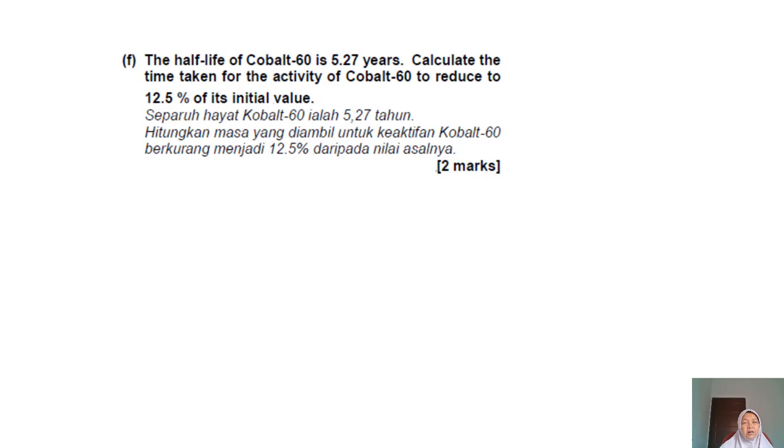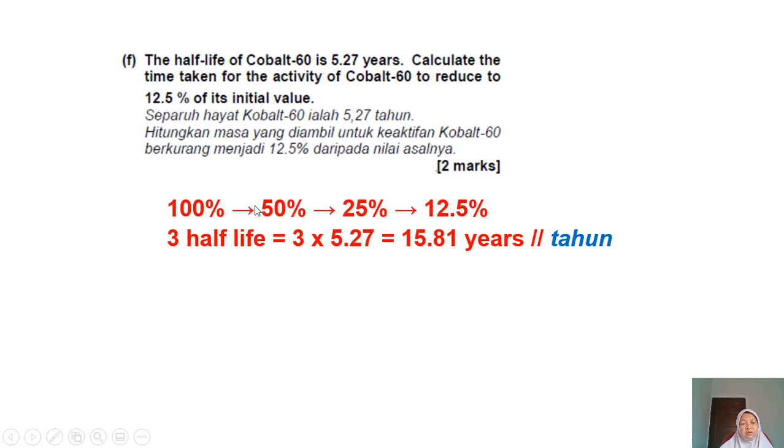Right? Now calculation. Remember half-life calculation. The half-life of cobalt-60 is 5.27 years. Calculate the time taken for the activity of cobalt-60 to reduce to 12.5% of its initial value. So if percent, we start with 100%. Okay, 100%, 50%, 25%, 12.5%. So how many half-lives? 1, 2, 3. So we have 3 half-lives, equivalent to 3 times 5.27. Given here, 1 half-life is 5.27 years. So 3 times 5.27 equals 15.81 years, or tahun, sorry.